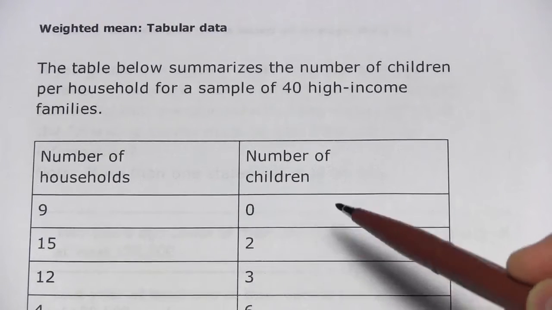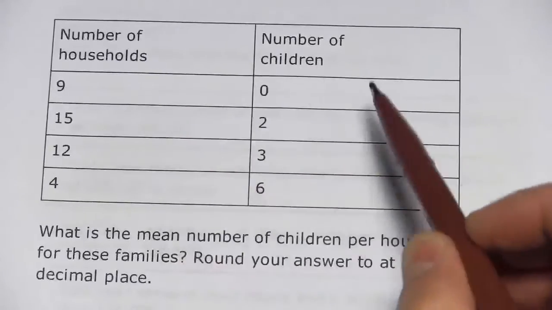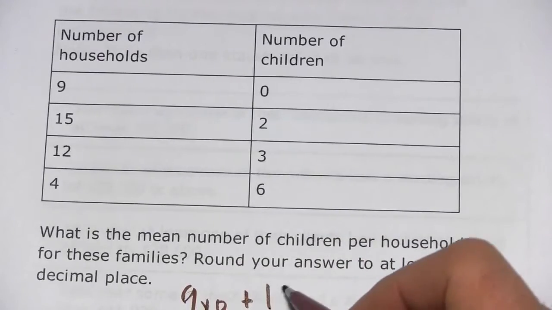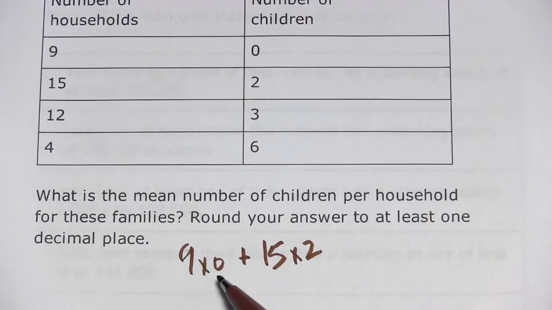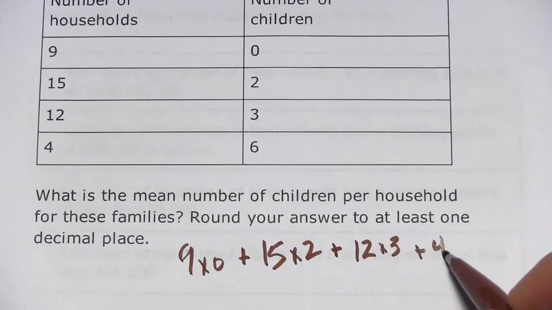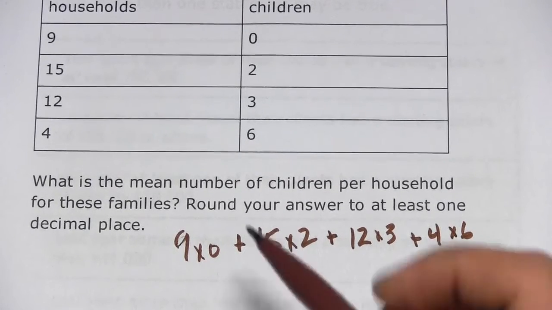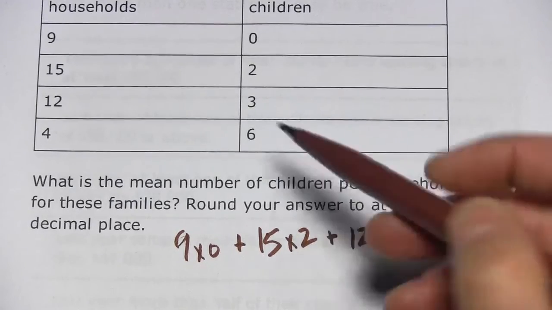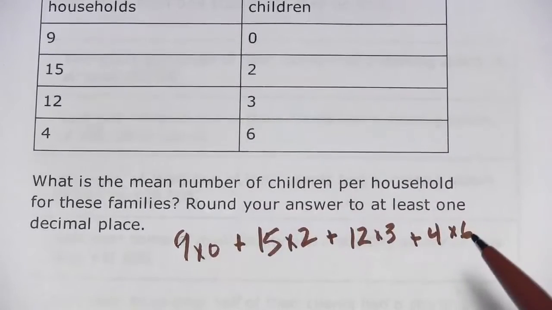The easy way to do that with our weighted mean is to multiply. So this calculation would be 9 times 0 plus 15 times 2, because there are 15 households with 2 children, 9 households with 0 children, plus 12 times 3, plus 4 times 6. That's going to give us all the children. And the 9, the 15, the 12, the 4, we think of those as the weights of these numbers. The weight of having 2 children in a household is 15 in this sample.